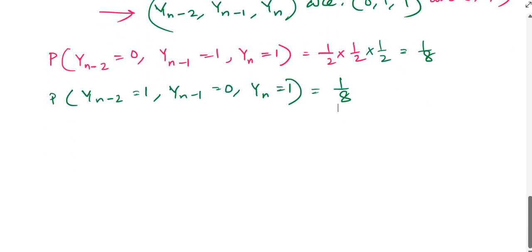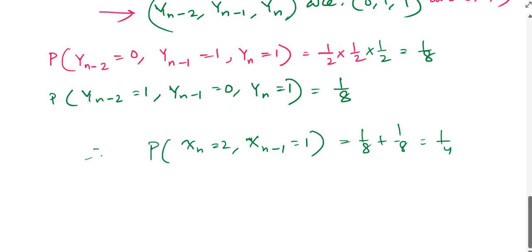Okay, and so therefore probability of Xn equals 2 and X(n-1) equals 1, that is 1 by 8 plus 1 by 8, that is 1 by 4.